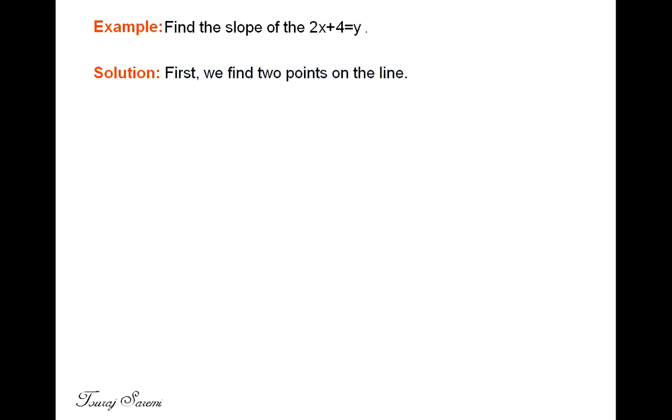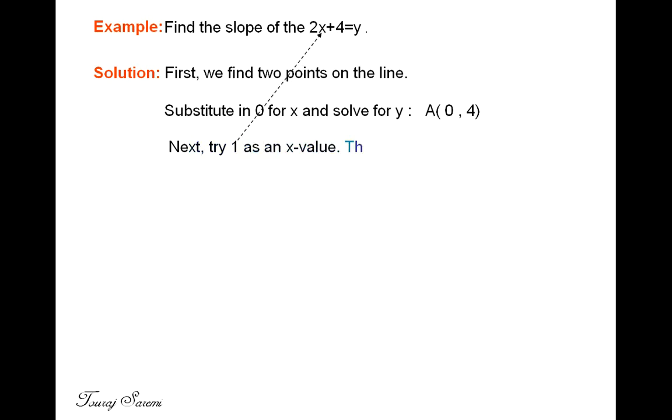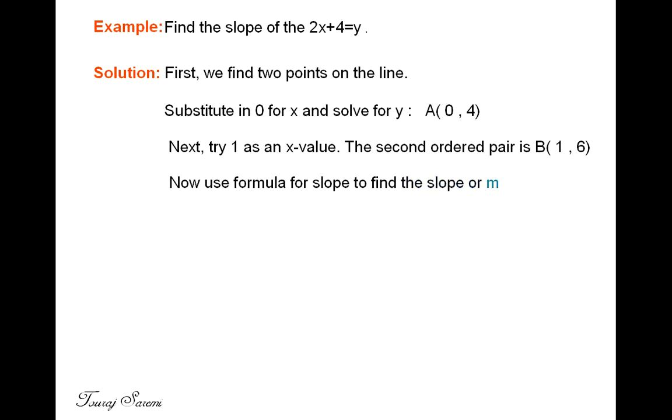Example. Find the slope of 2x plus 4 equals y. Solution. First, we find two points on the line. Substitute in 0 for x and solve for y. Next, try 1 as an x value. The second ordered pair is (1, 6). Now use the formula for slope to find the slope, or m.